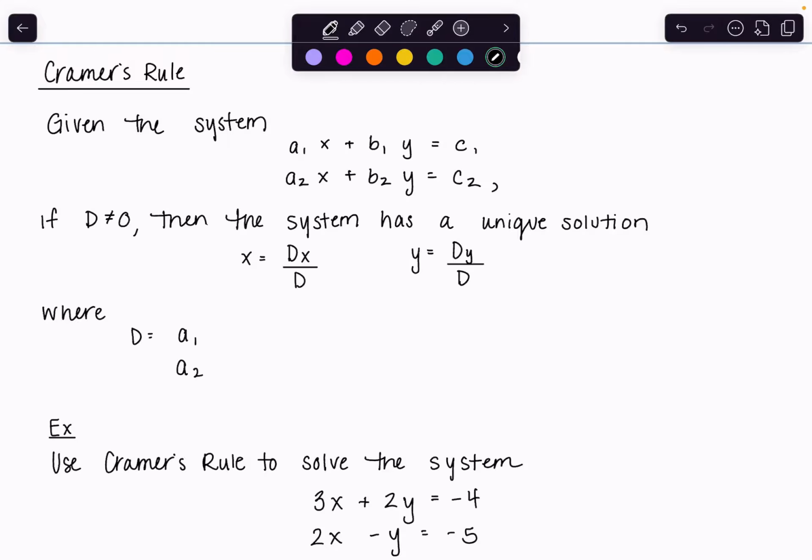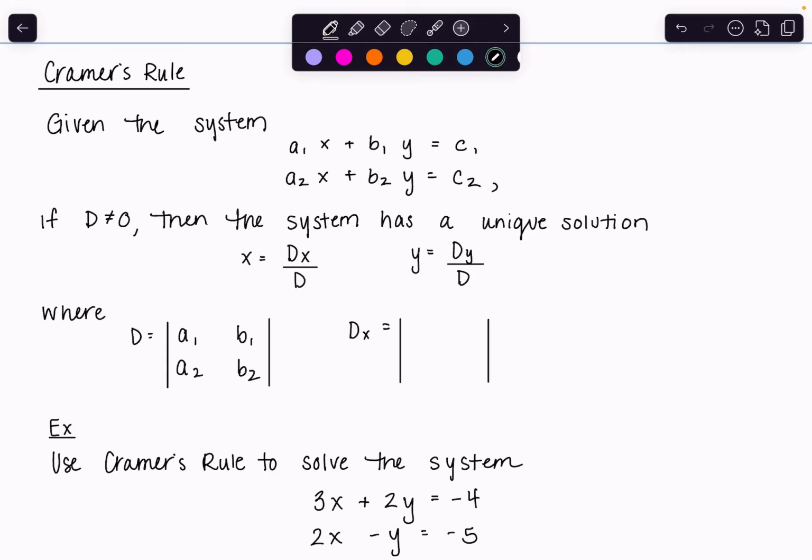Again, this D is going to be the determinant of these coefficients: our x coefficients and our y coefficients. The determinant of that matrix is what's going to go in the bottom. The matrix D sub x is still going to be a determinant of something.